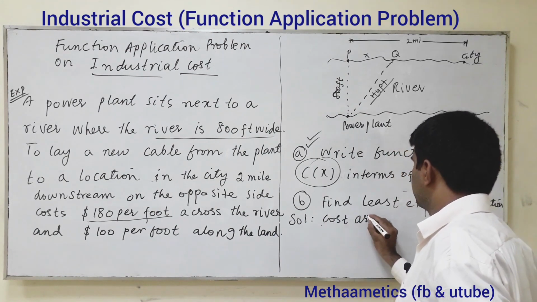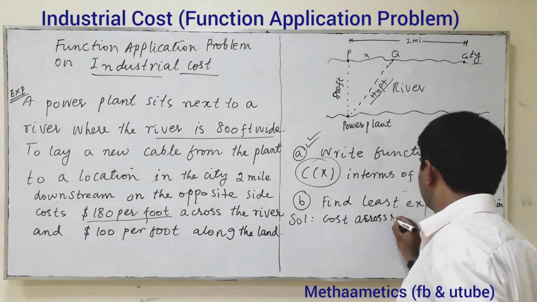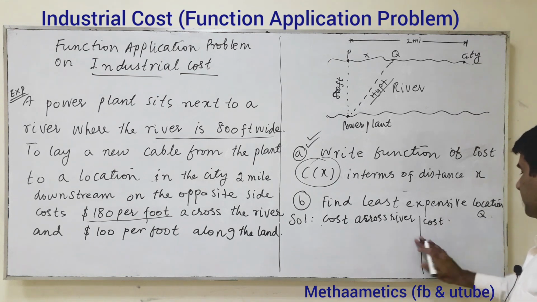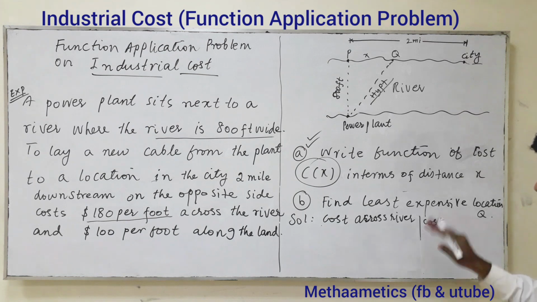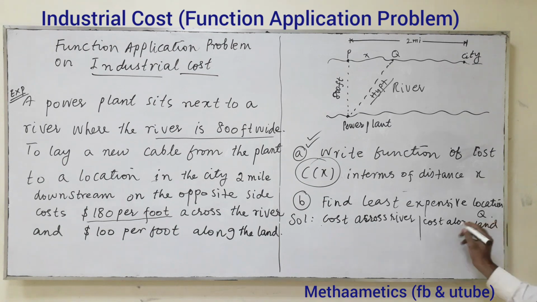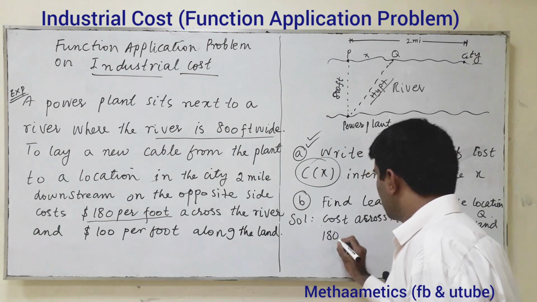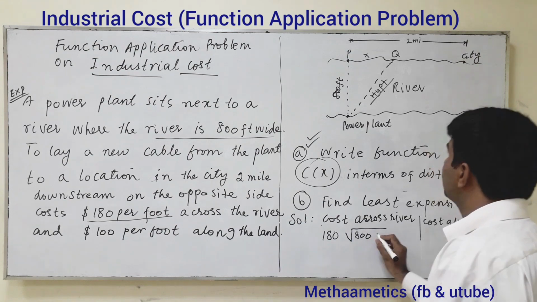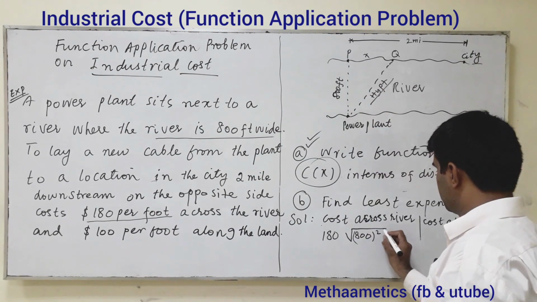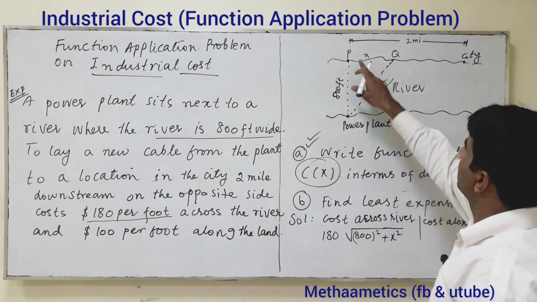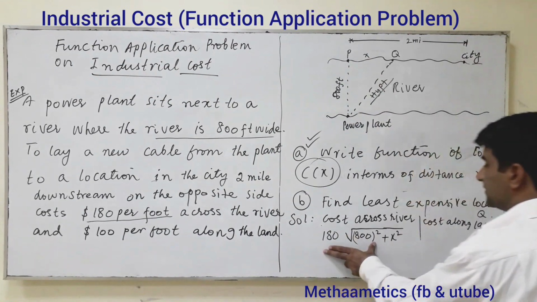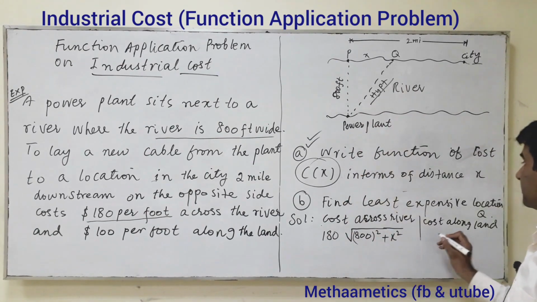Cost across river and cost along land. Cost across river is given by $180 per foot, and the feet, the total feet, will be the square root of 800 squared plus x squared, since base squared plus perpendicular squared equals hypotenuse squared. This is the cost across the river, and then the cost along the land.